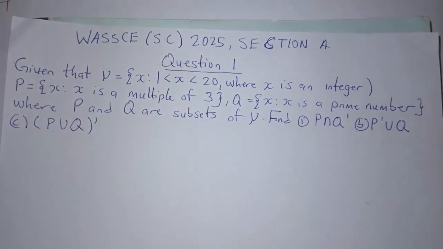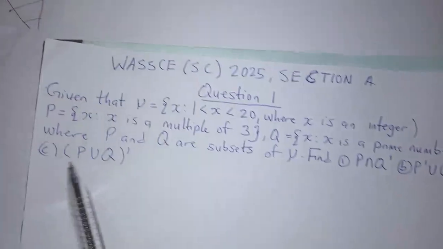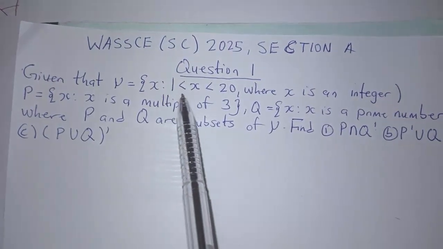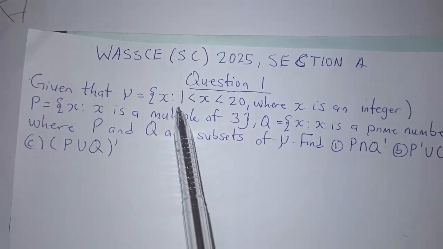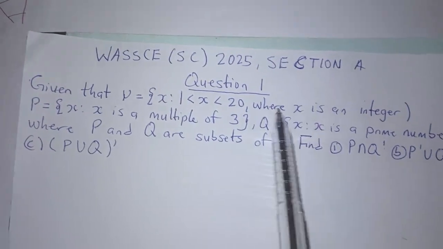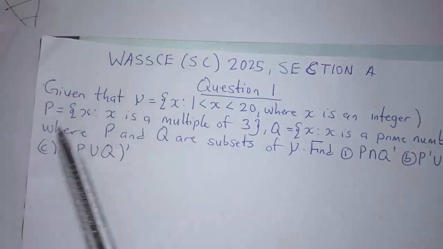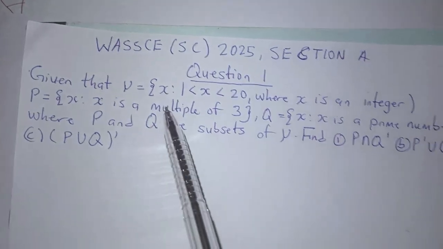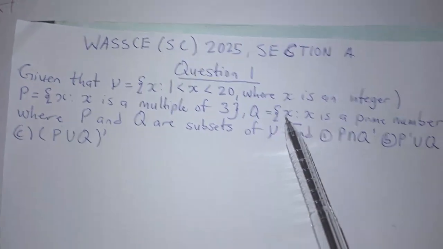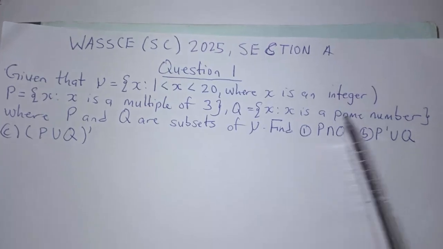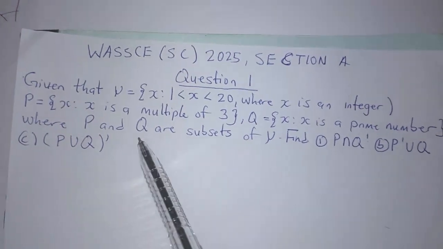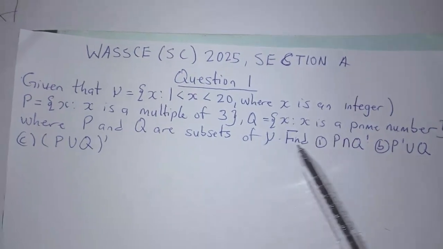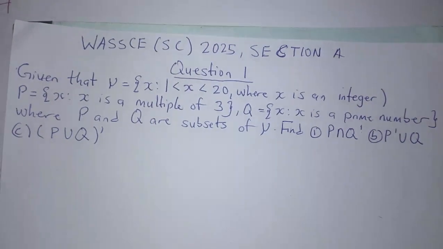So the question reads that given that mu is equals to x such that x is greater than 1 and x is less than 20, where x is an integer, and P is equals to x such that x is a multiple of 3 and Q is x such that x is a prime number, where P and Q are subsets of mu, which is the universal set. You have to find all these terms here.